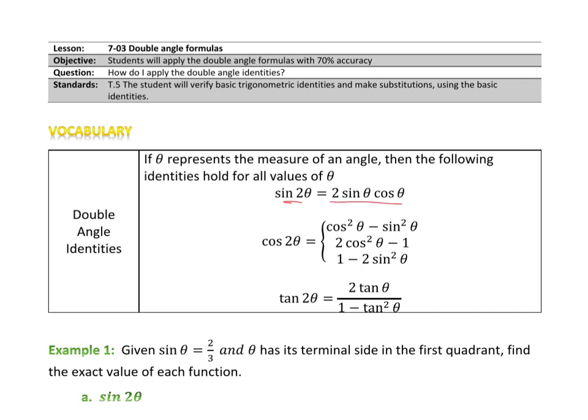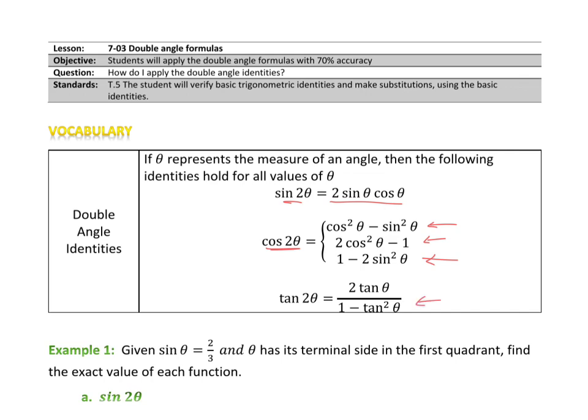2 times sine of theta times cosine of theta. If we are looking for cosine of 2 theta, then cosine of 2 theta can be written in one of three equivalent forms, depending on what you have in the first place. One might be easier than the other. The different forms come more importantly for a different topic later on.